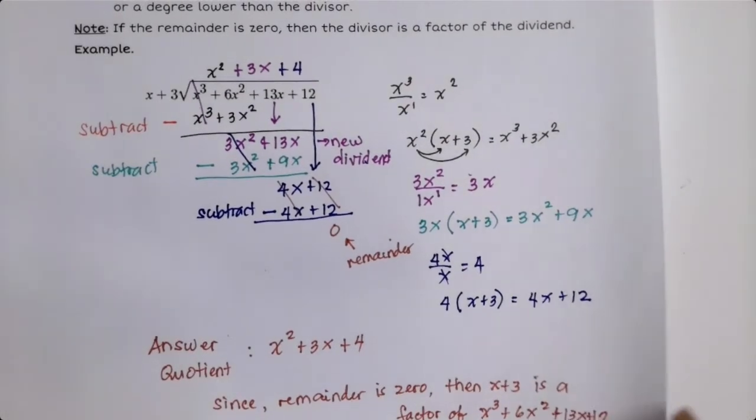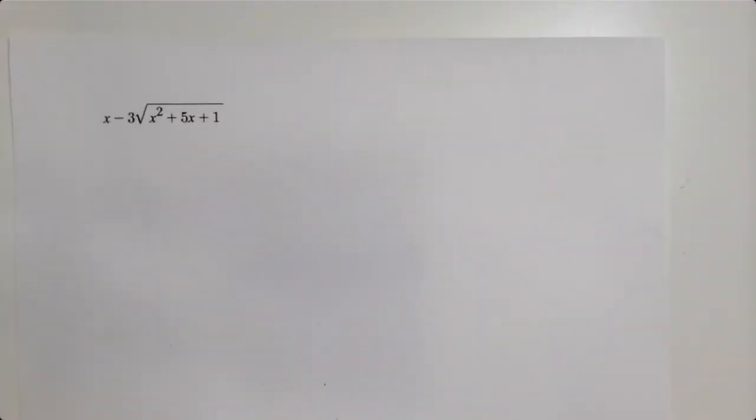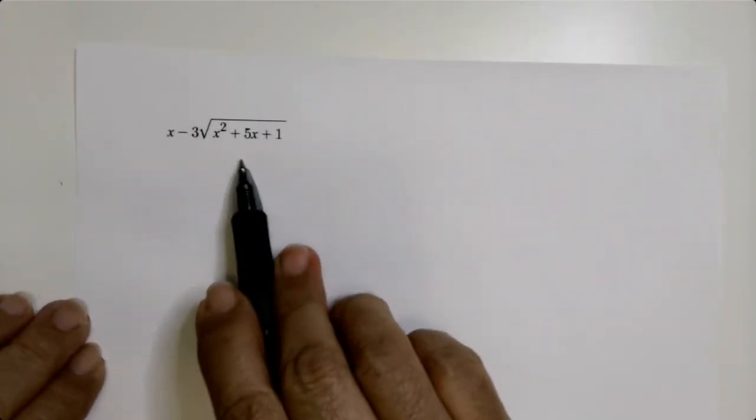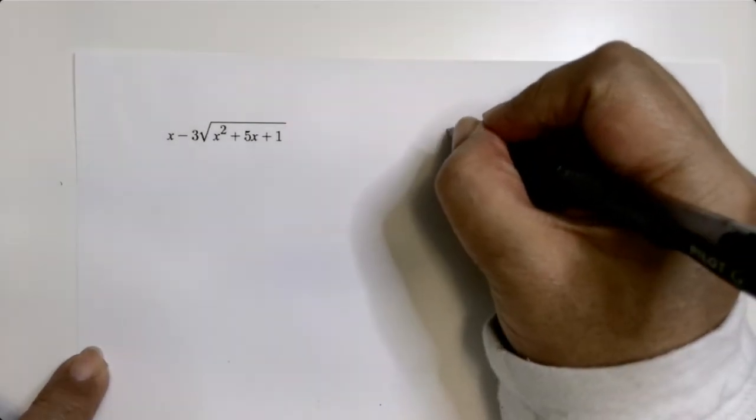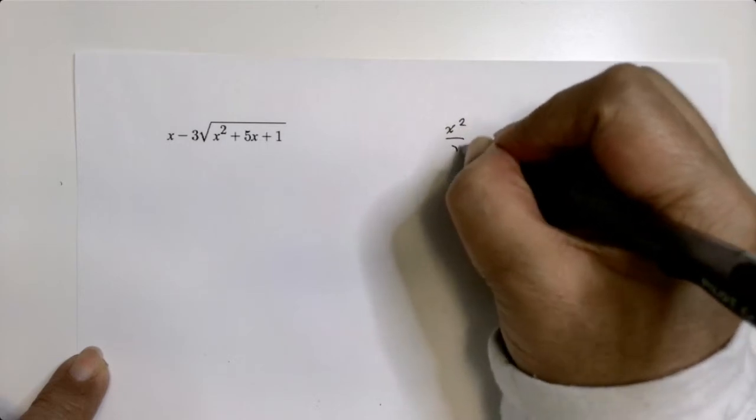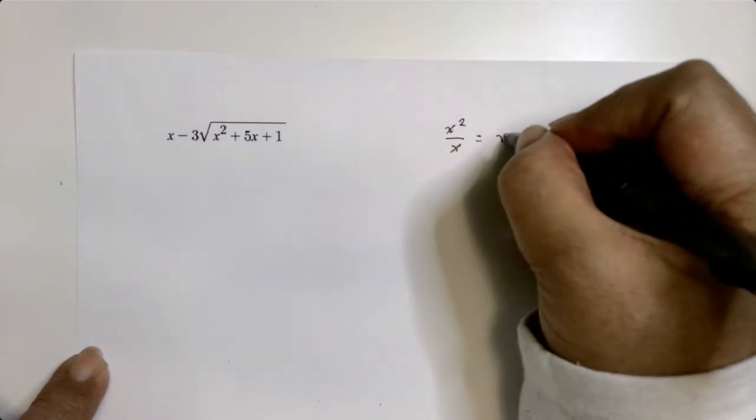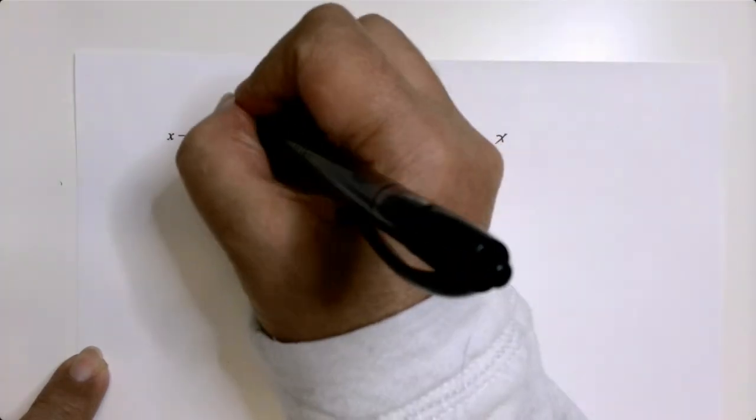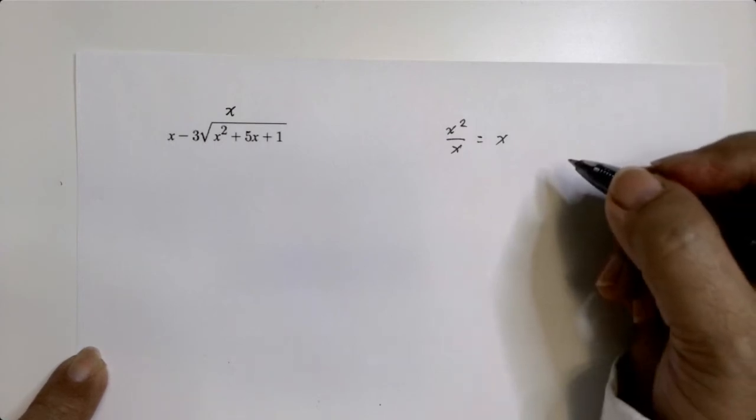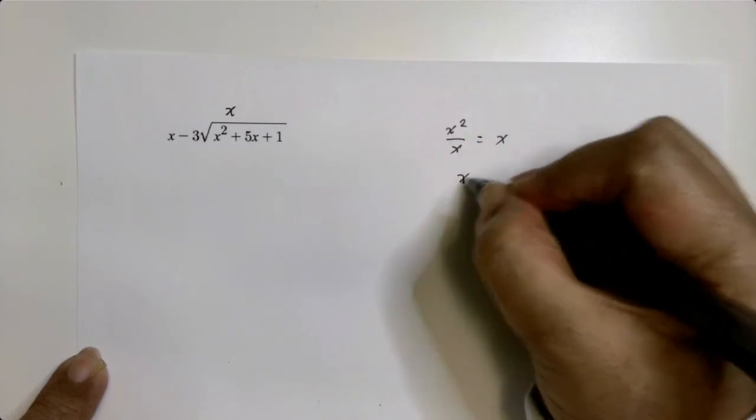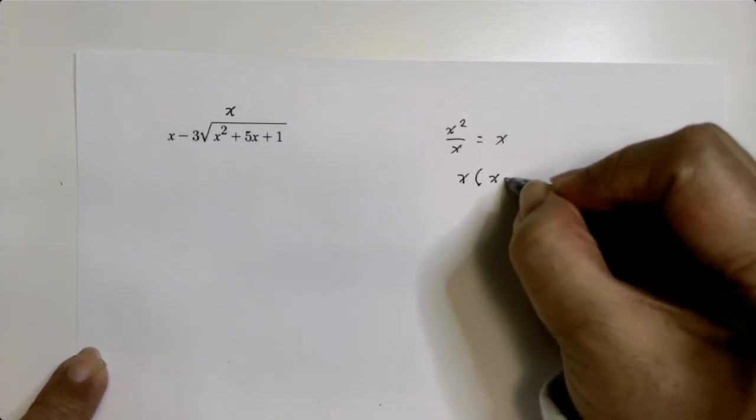Let us do another one. So for this one, we have x squared plus 5x plus 1 divided by x minus 3. So again, first term of the dividend divided by the first term of the divisor. So you have x squared divided by x. And x squared divided by x is x. So we'll write down x here on top. And then we will have to multiply that quotient by the divisor. So that's x multiplied by x minus 3.